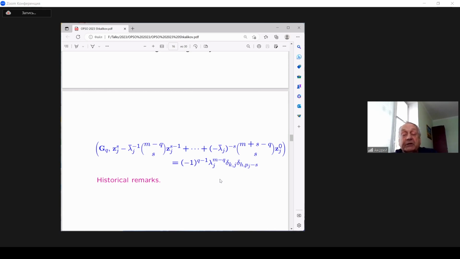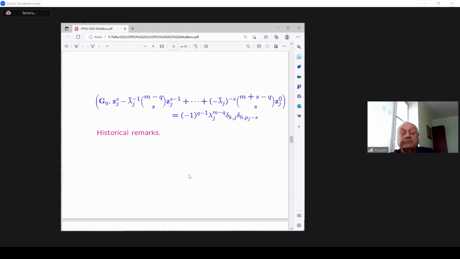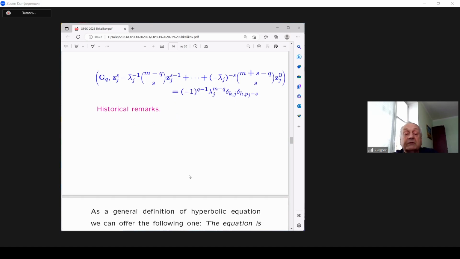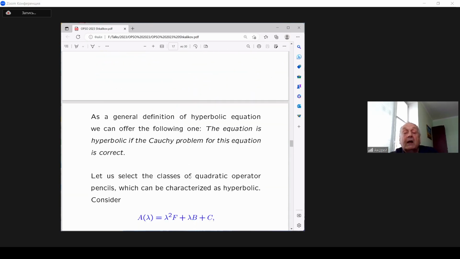Certainly many interpretations were given, but I pay attention here that the trace spaces were introduced in 1981, and orthogonality relationships, which are important in the future, also were proved in 1981. So I come to the definition of hyperbolic equations.